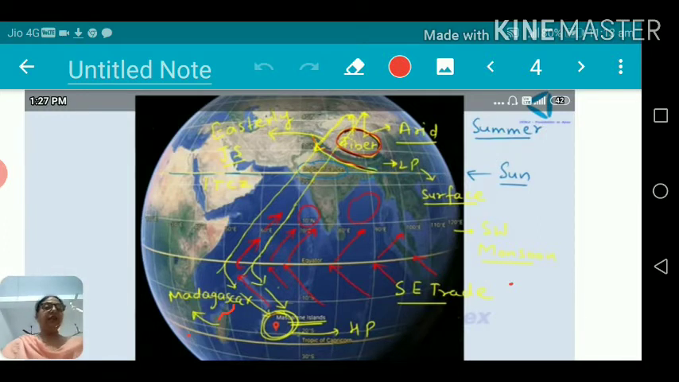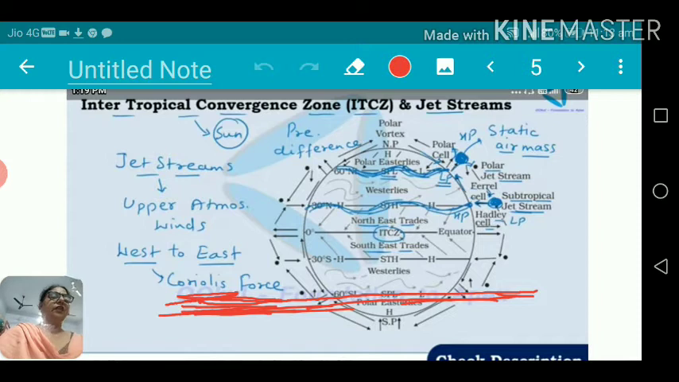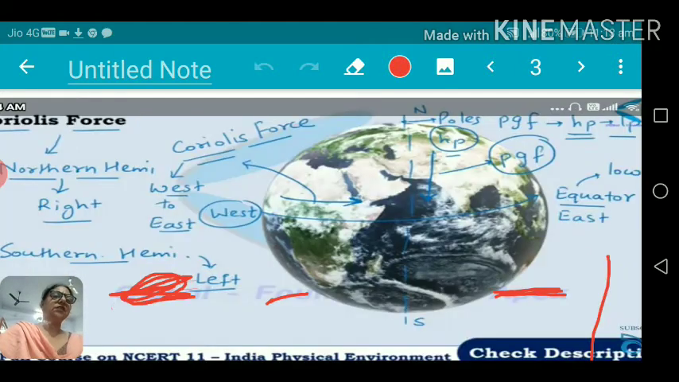Once again here near the equator, the Coriolis force is there, and due to the Coriolis force the direction of these winds gets changed. We know that there are trade winds near the equator, their direction gets changed, and after that, also due to this, you may see these arrows.